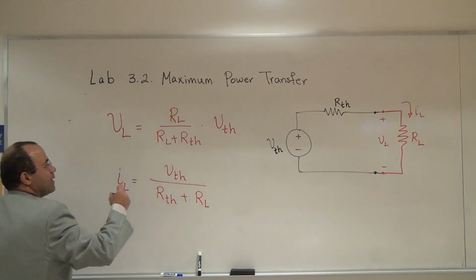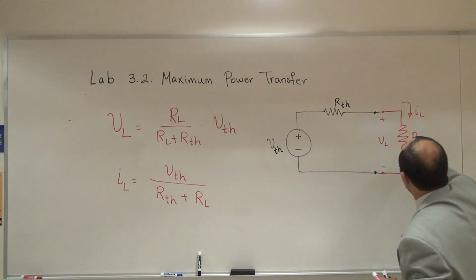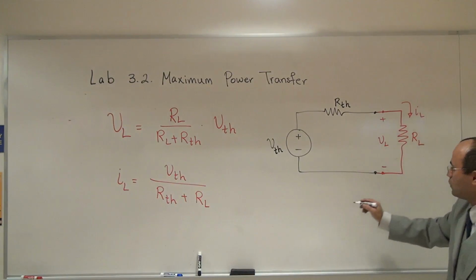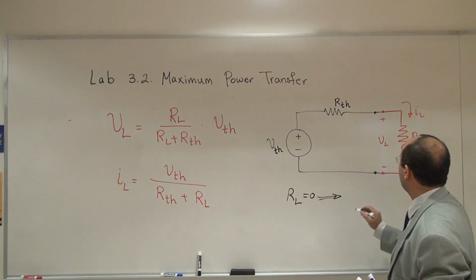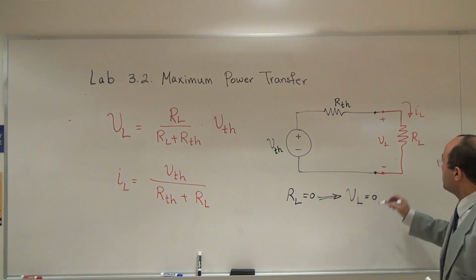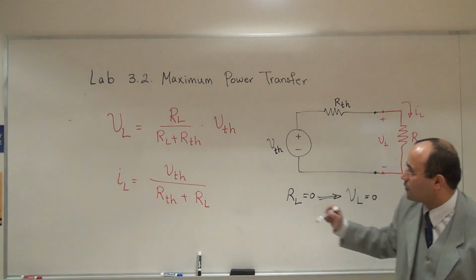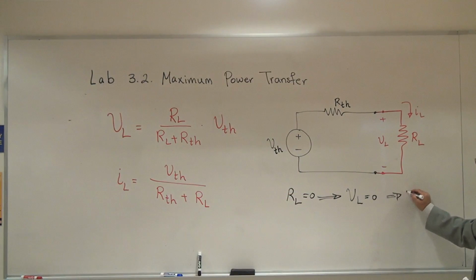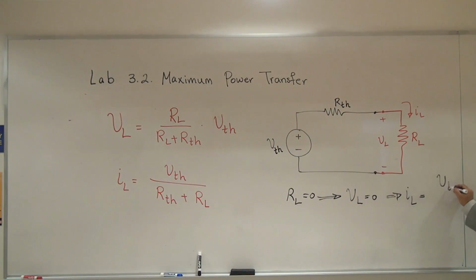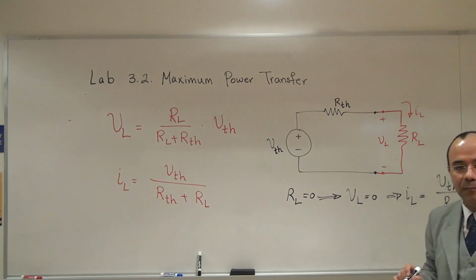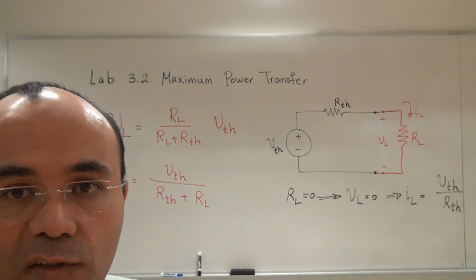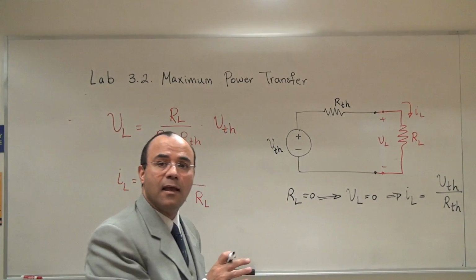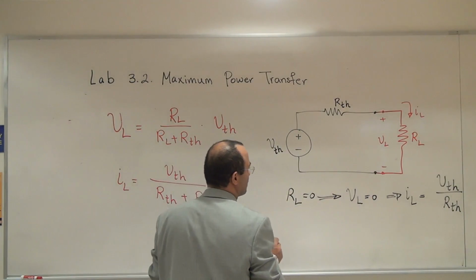Now, when RL is 0, 0 times IL is going to give me VL equal to 0. Since RL is 0, you just put that in and see what happens. IL becomes V Thevenin divided by R Thevenin. We don't do this in the lab, because if you short the output, you might actually blow some of the fuses. So we don't want you to do that. I just want you to see how the system is behaving.